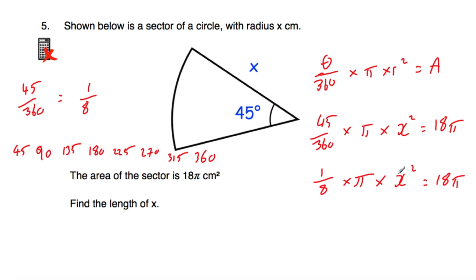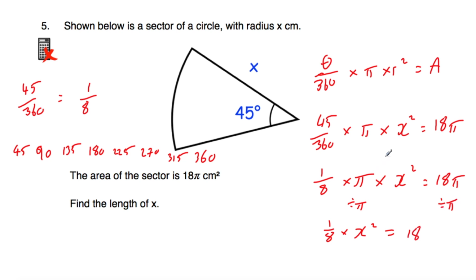We want to find out what x is. The first thing I'm going to do is divide both the left hand side and the right hand side by pi. On the left hand side, pi divided by pi is just 1, so it gets rid of that pi, and we're left with an eighth multiplied by x squared. On the right hand side we had 18 pi, and dividing it by pi is just 18.